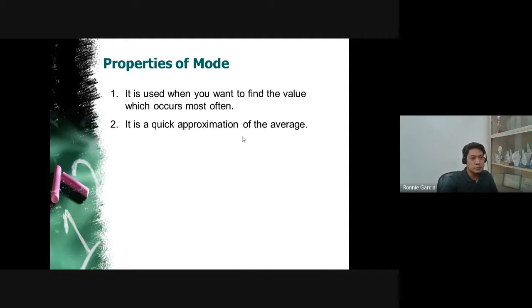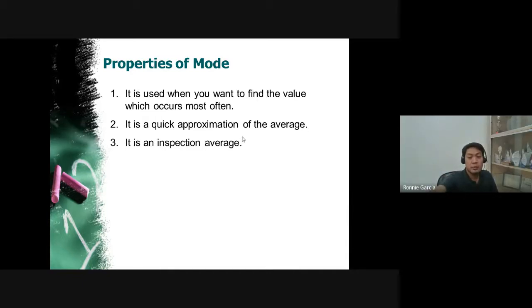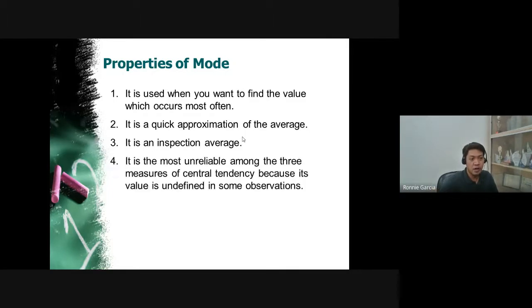Second one, are you here? Nag-raise ng hand kanina. Number 2, kindly read. It is a quick approximation of the average. Very good. Hindi ka nagagamit ng calculator nito because you are just having a quick approximation. So anong ginagamit mo? Yung mata mo lang, tingnan mo kung ano yung nagbalik-balik, yun na yung answer. So that is a quick approximation mode. Number 3. It is an inspection average. The same pa rin because you are just looking at the numbers. You are not calculating.